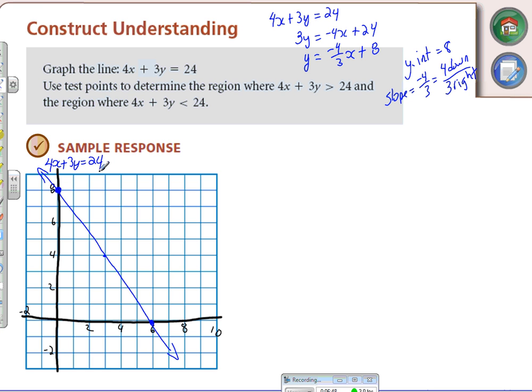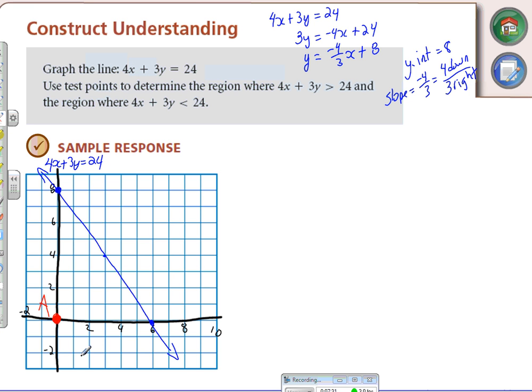And now the question asks us, use test points to determine the region where 4x plus 3y is greater than 24 and where it's less than 24. So let's just take a test point. Pick any values. I like 0 and 0 is a good one. Let's take this point. We're going to call that A. So 0, 0, the origin, is always a really good point. If you have the opportunity to pick your points on these, pick 0, 0 as one of them. The time when you wouldn't be picking 0, 0 is if 0, 0 was actually on the line. Then you wouldn't want to pick that one.